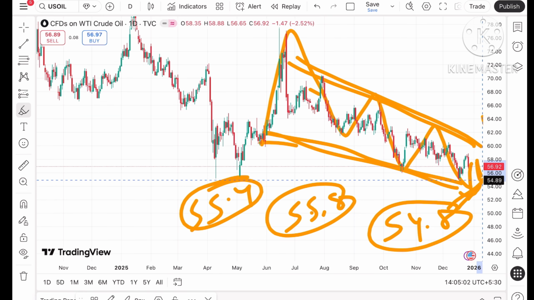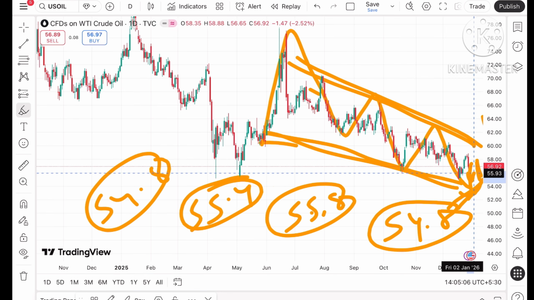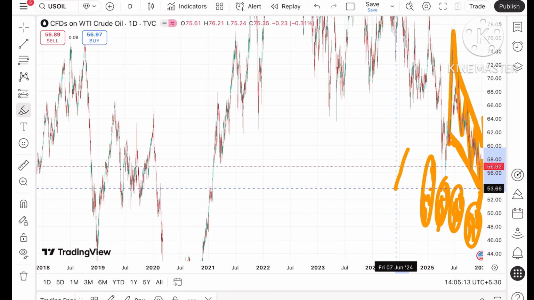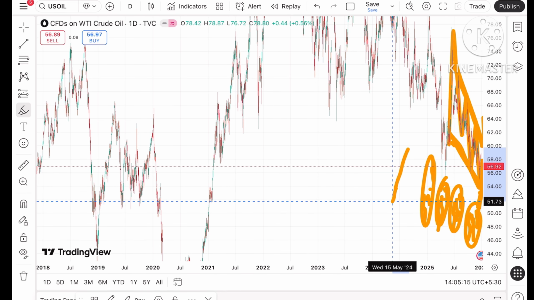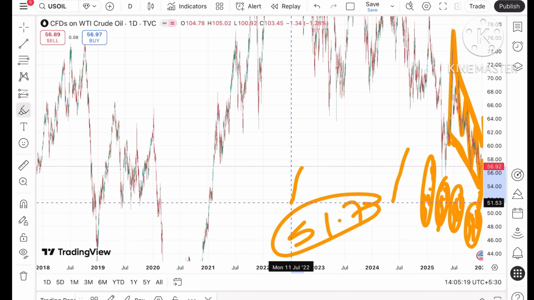Once the price falls below this level, a probability of going towards 54.8 is there, and then a further fall can be seen. So the probability will be high that it will cross this particular level, and a further fall can be seen towards a level of 53.6, then to a level of 51.7. After 53.6, we can see it can move further down towards 51.7 and then further low.